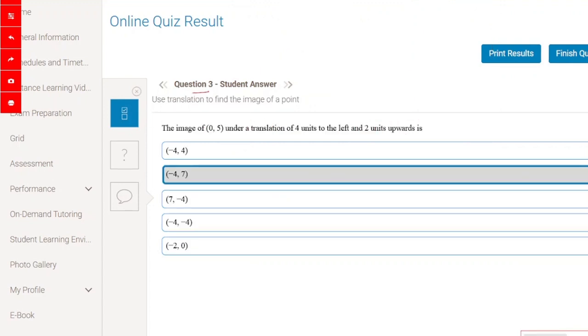Question number 3. The image of, this is the point, (0, 5). As we said, 0 will be the x, and 5 is the y.